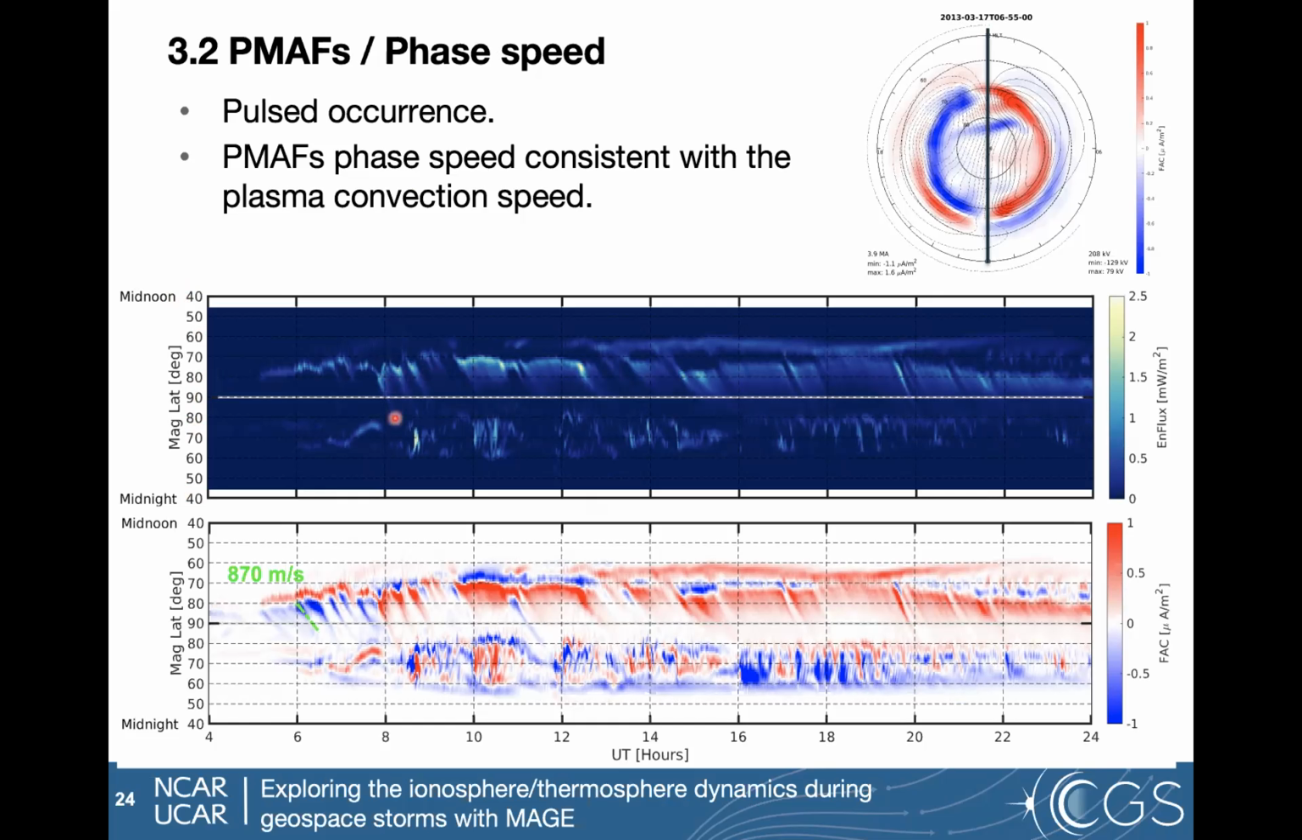The slope of these stripes basically represents the phase speed of the PMAFs. We can calculate that phase speed and compare it with the background convection velocity. The PMAF phase speed is basically consistent with the convection, implying that they are co-moving with the background plasma. Like I mentioned before, the PMAFs are suggested to be related to the FTEs from the magnetopause reconnection, which we will look into in more detail later, but not in this talk.